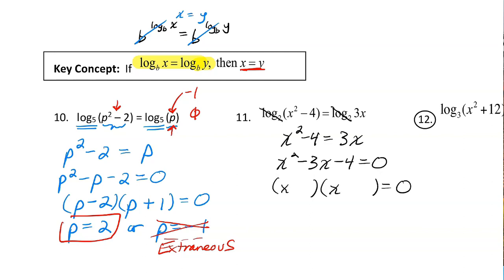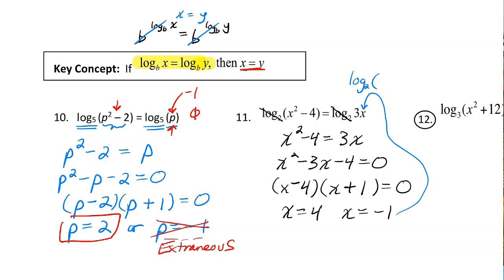X times x is x squared. 4 times 1, you need it to be a negative. So we have two possible answers, and it looks like this one, when you plug it into here, that would be log of a negative 3, which is undefined. And that's a problem, making this extraneous. Our only answer is x equals 4.